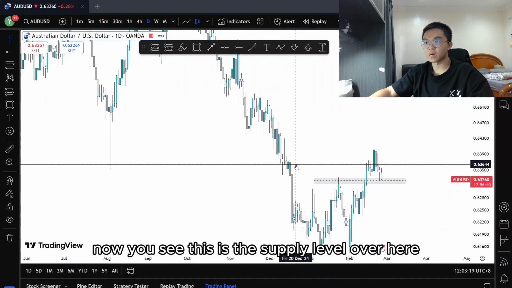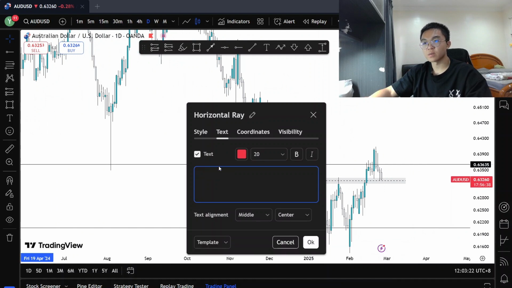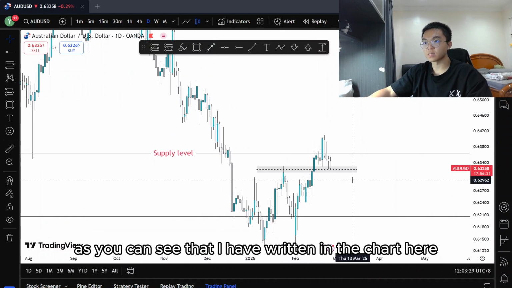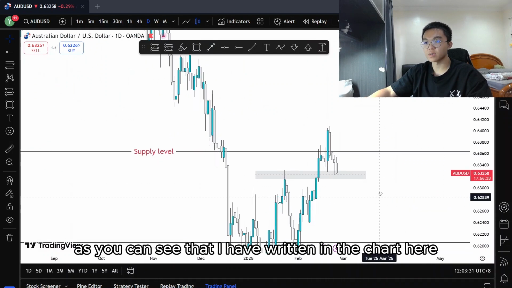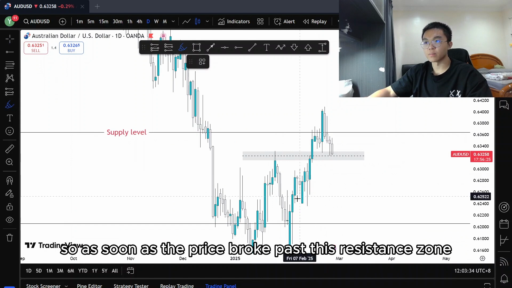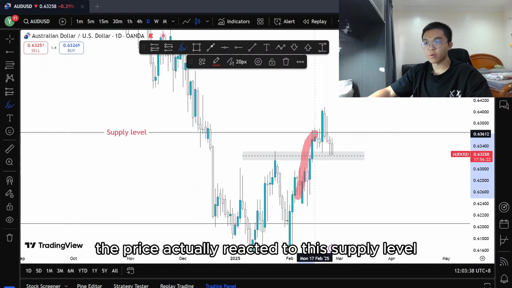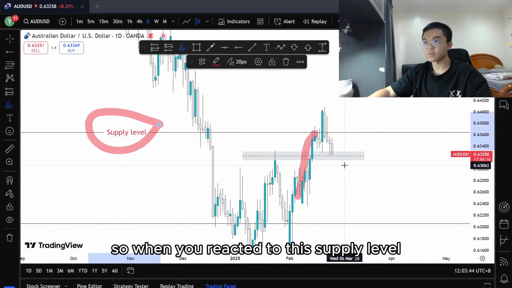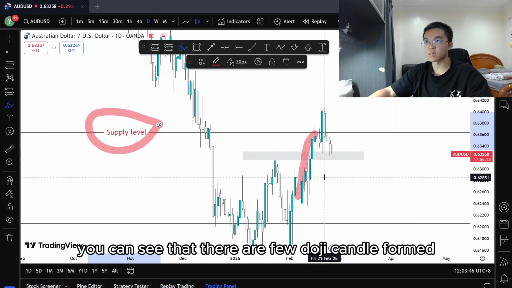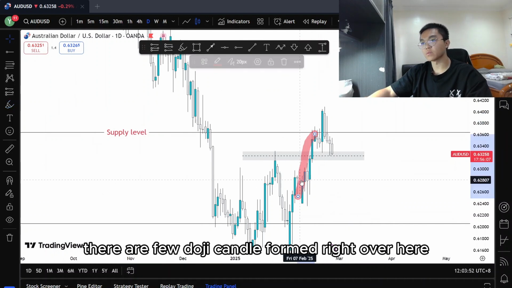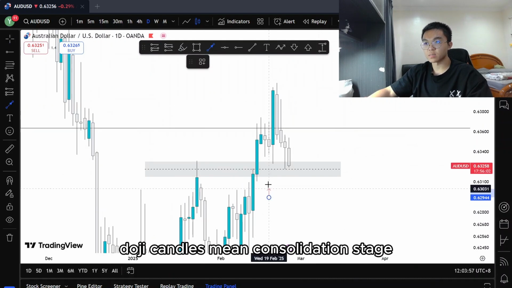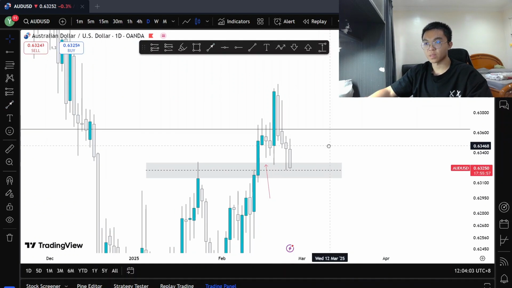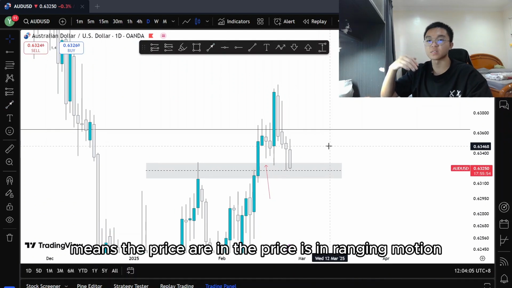Now you see this is the supply level right over here. So let me write it down here, supply level. Here's a supply level, as you can see that I have written in the chart here. So as soon as the price broke past this resistance zone, the price actually reacted to this supply level. When it reacted to this supply level, you can see that a few doji candles formed right over here. Doji candles mean consolidation stage, meaning the price is in ranging motion.